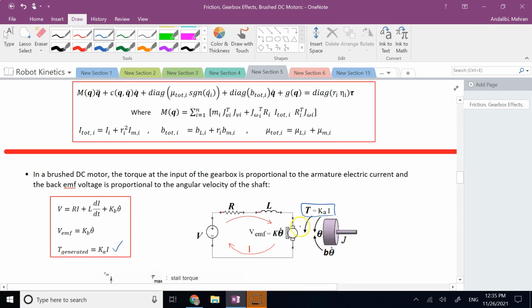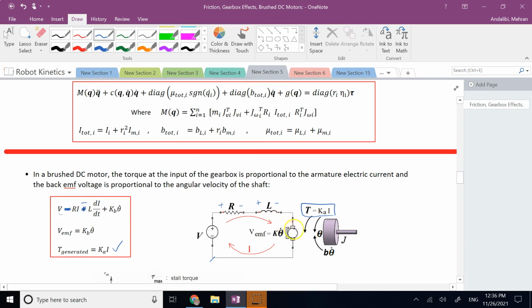Now, about the electric circuit of the motor, we use Kirchhoff's voltage law, which says the sum of the voltages or voltage drops across a loop is equal to 0. If you start here, you have a voltage V, and then you pass a resistor in the direction of the current, so it is V minus Ri. Then you pass the inductor, again in the direction of the current, so it is minus the voltage across the inductor, which is L dI over dt.